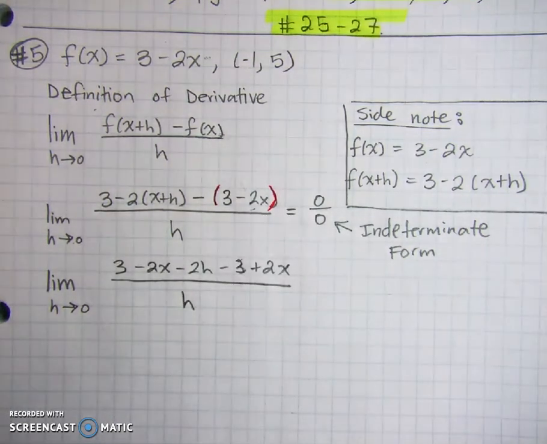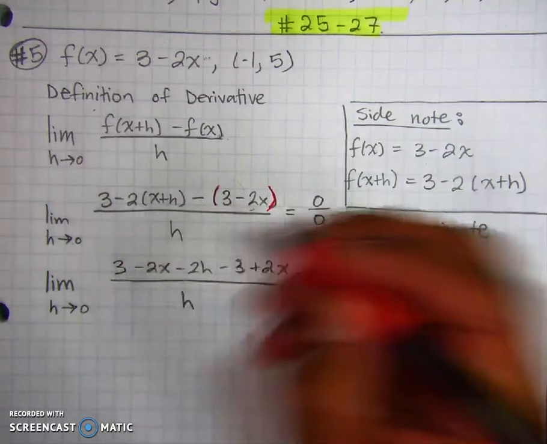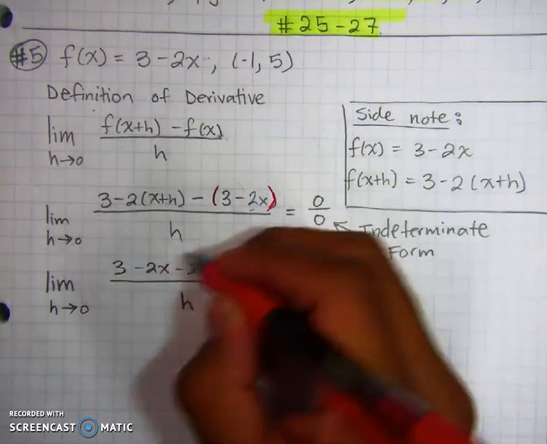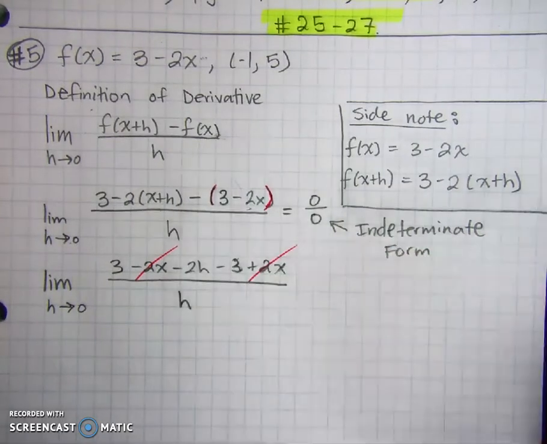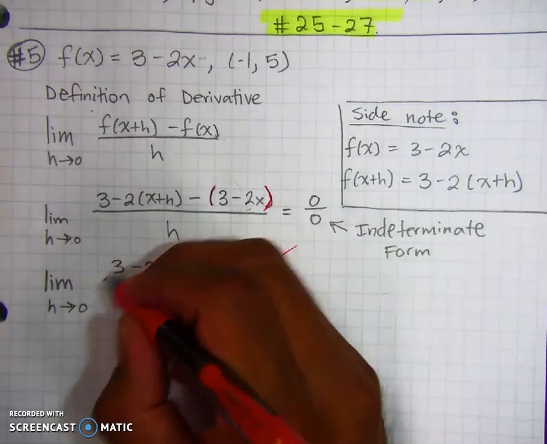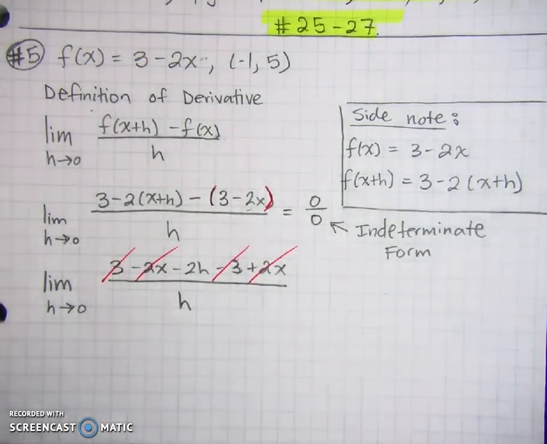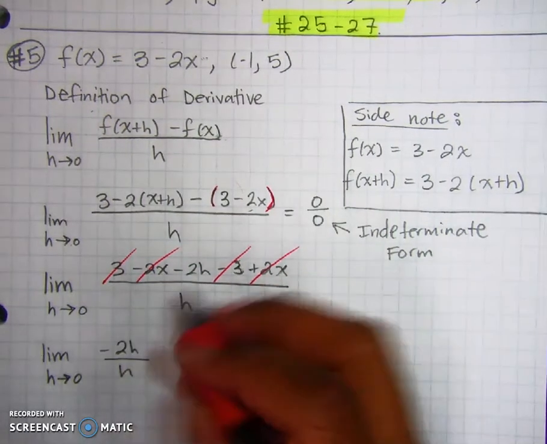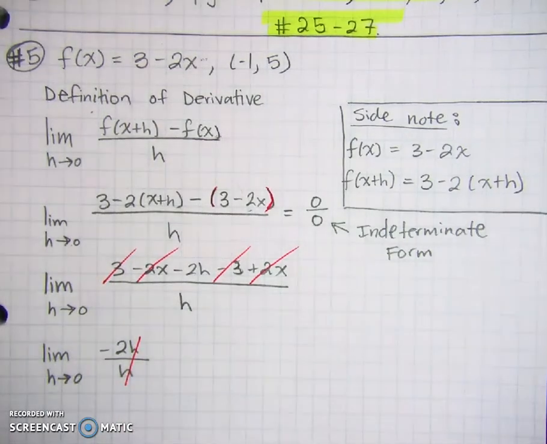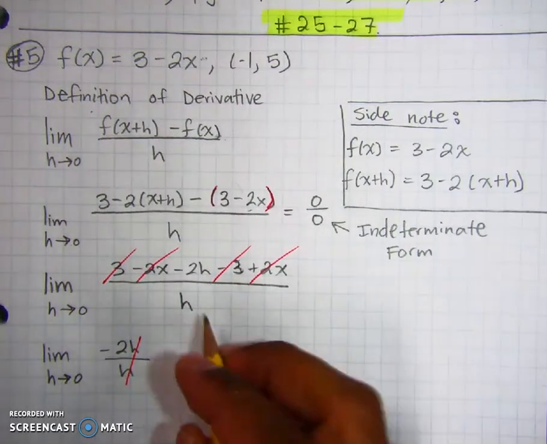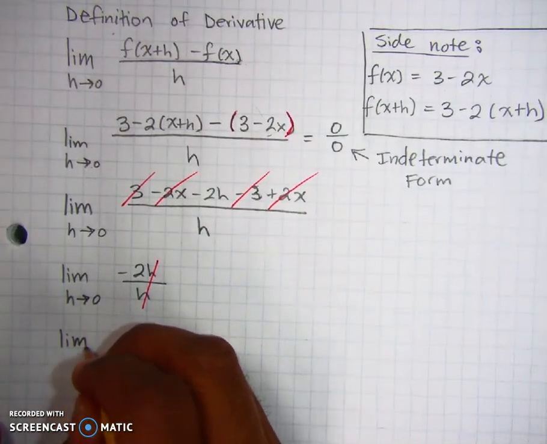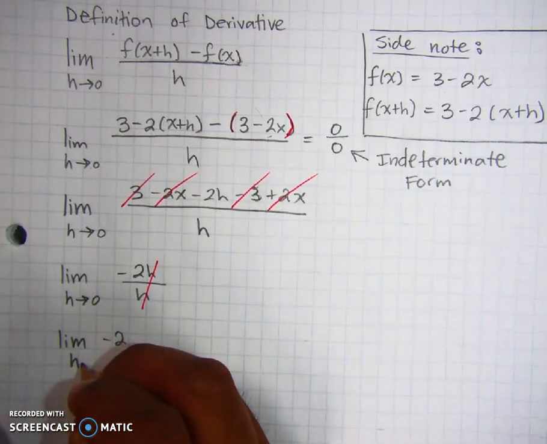So once you distribute, you see that things start to simplify. So we got those simplify, and we're left with negative 2h over h. And so now we see that the h is also simplified. So what we have is the limit of negative 2 as h approaches 0.